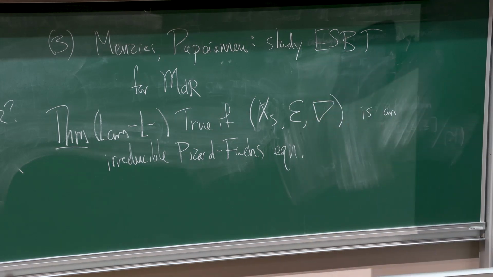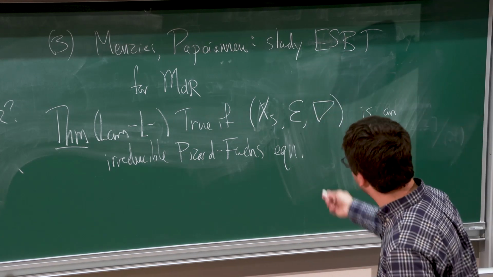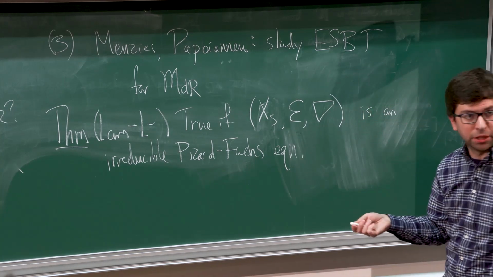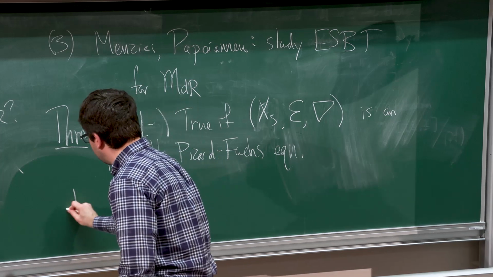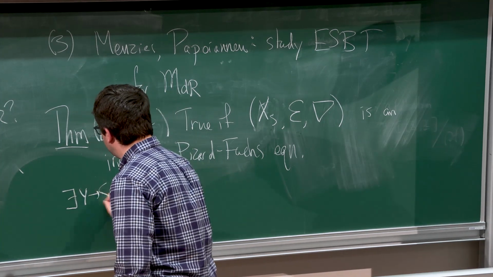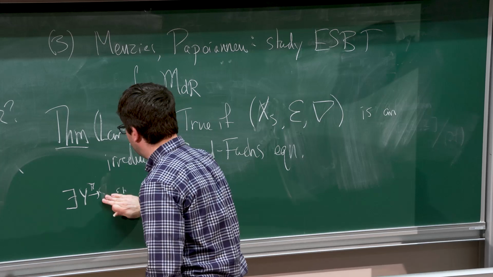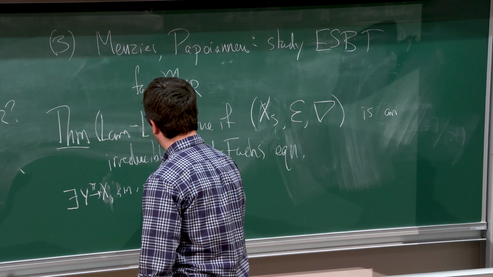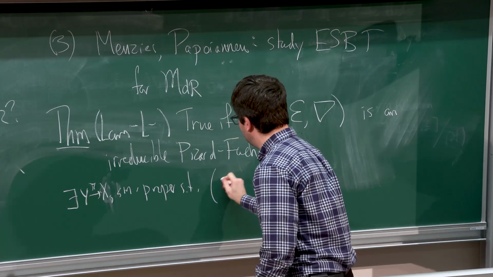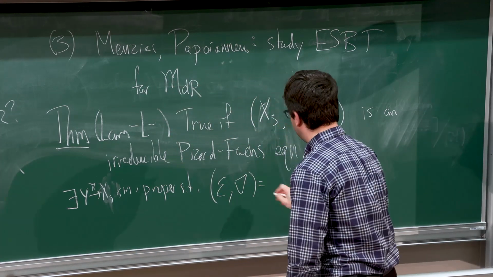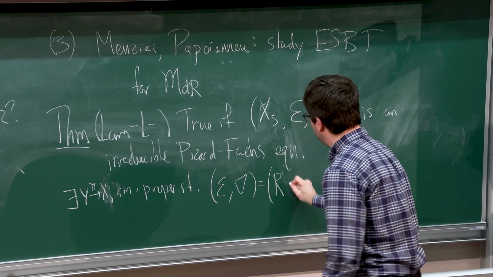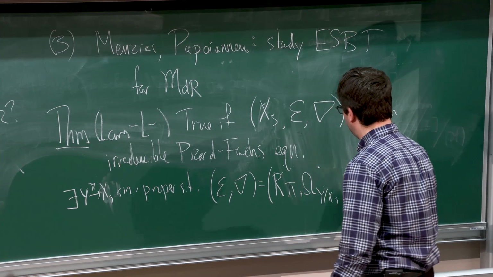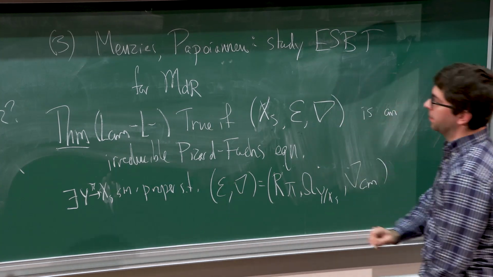Let me recall what this means. This is something that appeared in my discussion of Katz's work on the p-curvature conjecture. It means that there exists y to x s, smooth and proper, such that E nabla is the de Rham cohomology of the fibers with the Gauss-Manin connection.